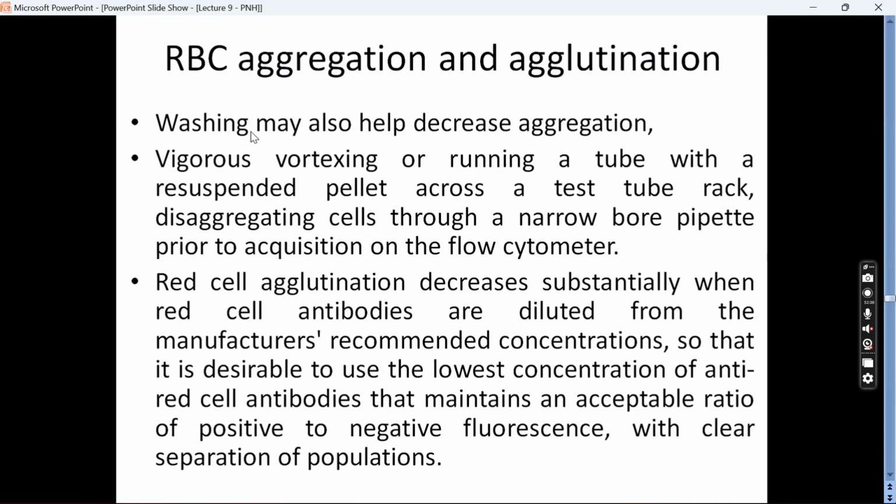It will be like 3 or 4 RBCs clumping and going at one particular time, which will give you a very bad signal. Okay, so when you vortex it or run the sample across a test tube rack, it helps in disaggregating the RBCs. Red cell agglutination decreases substantially when the red cell antibodies are diluted from the manufacturer recommended concentration. So when the manufacturer says 20 microliter, don't add 20 microliter. You titrate it and use it in a diluted form so that there will not be much RBC aggregation. Okay, so that exercise you need to do.